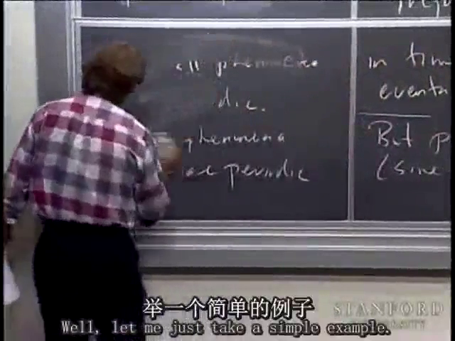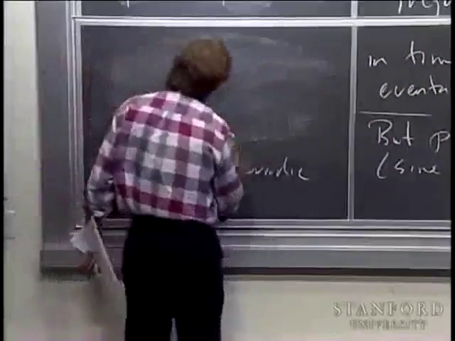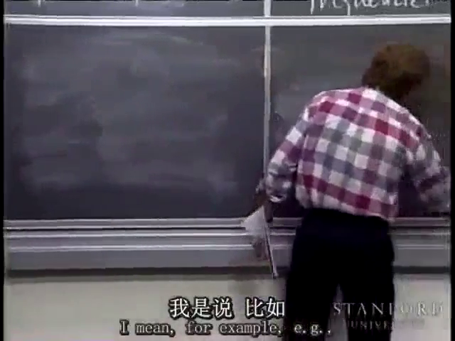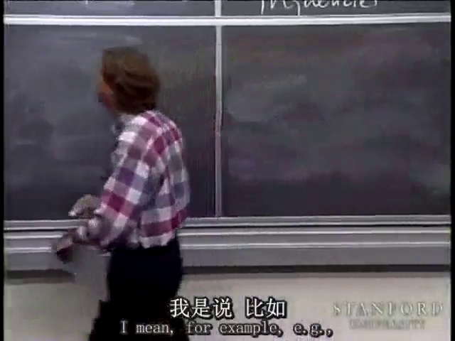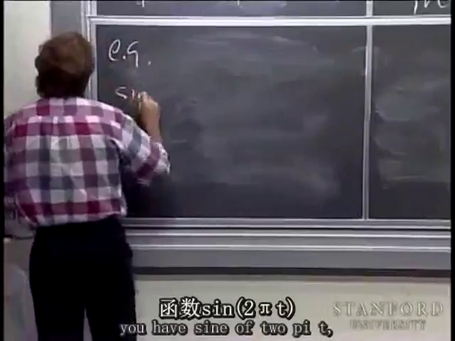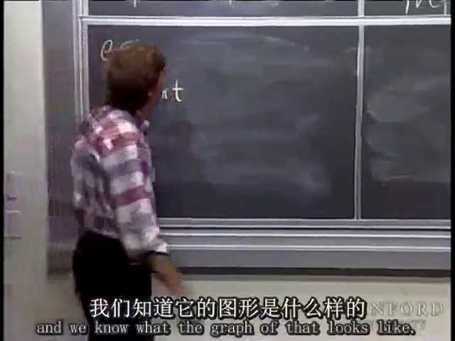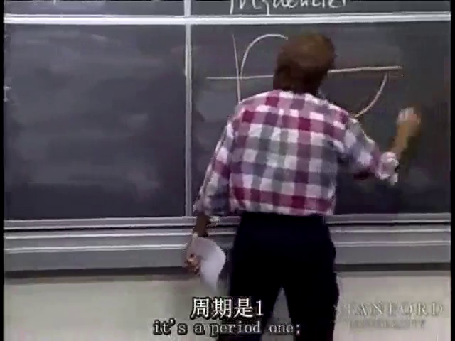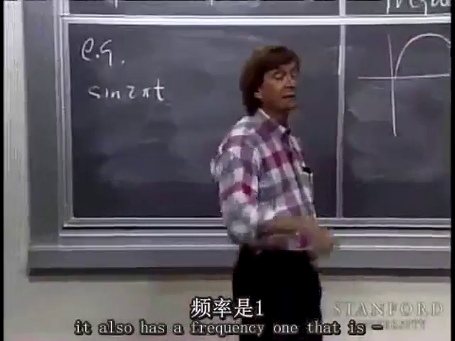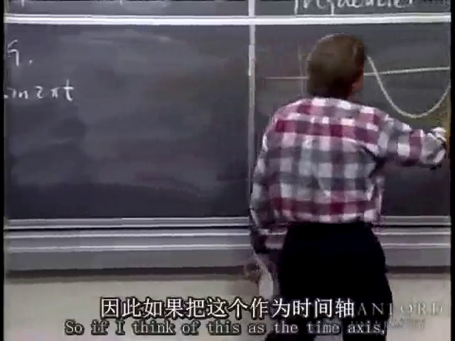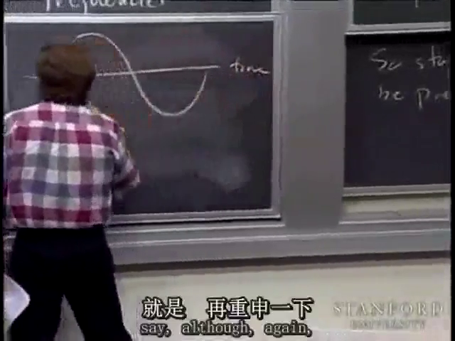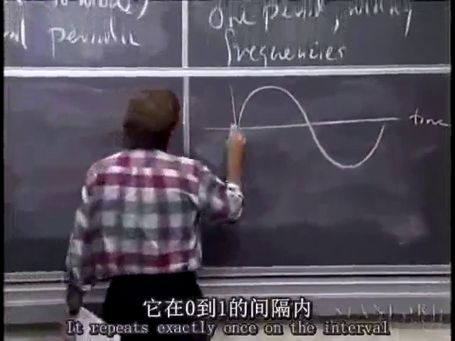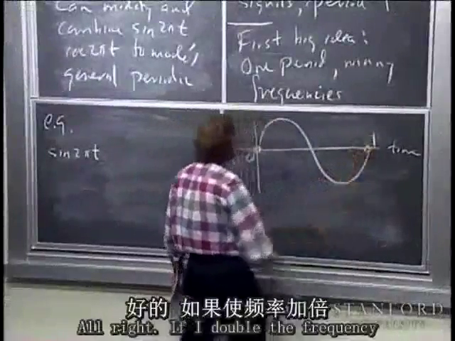Well, let me just take a simple example. For example, you have sine of 2 pi t, and we know what the graph of that looks like. I'll put the graphs over here. It repeats once. It's period 1. It also has frequency 1, that is, it completes one cycle in 1 second. So if I think of this as the time axis, say, although I'm thinking in terms of time, it's a very general mathematical statement. It repeats exactly once on the interval from 0 to 1. All right.